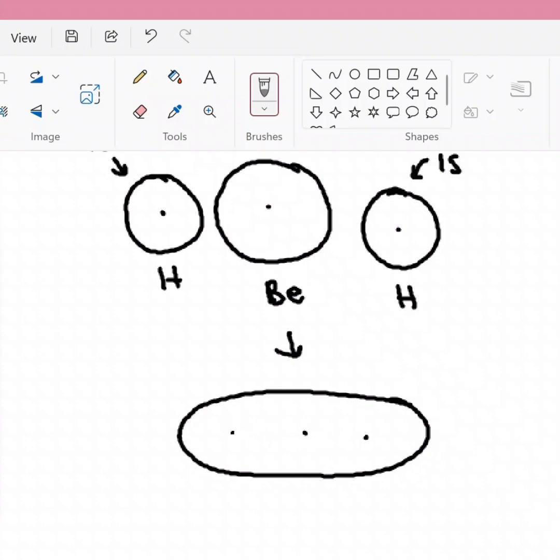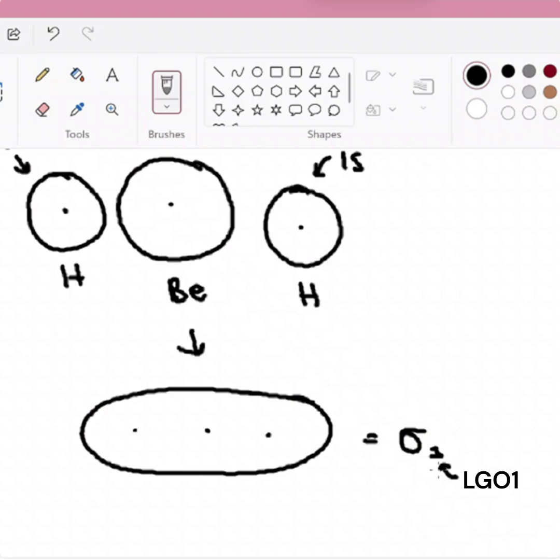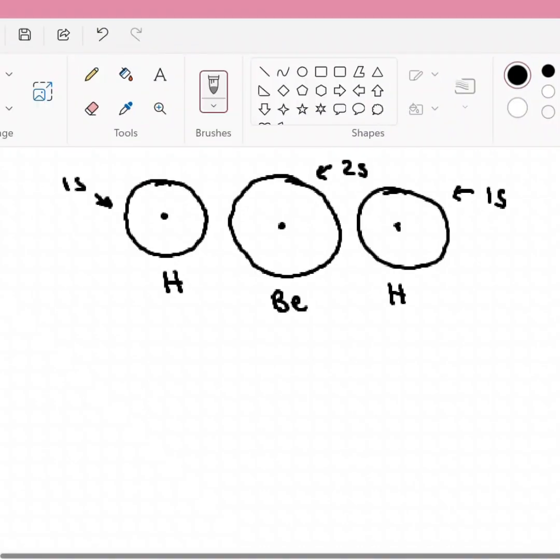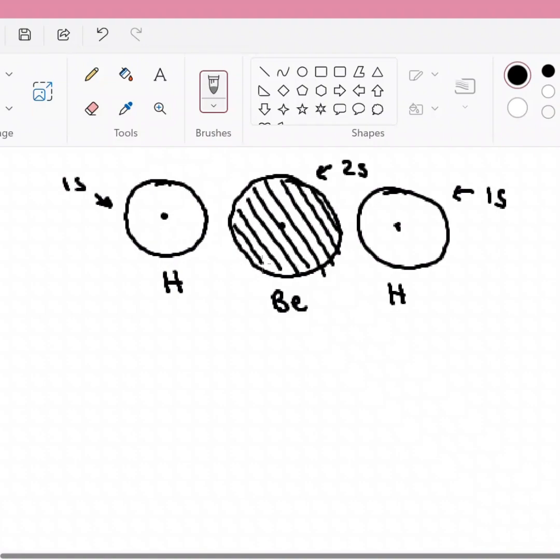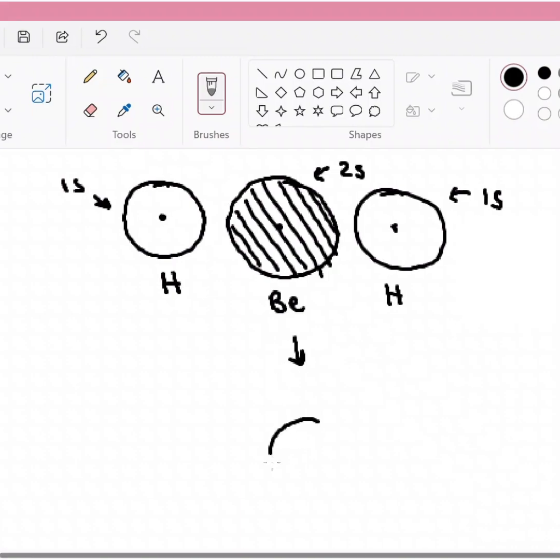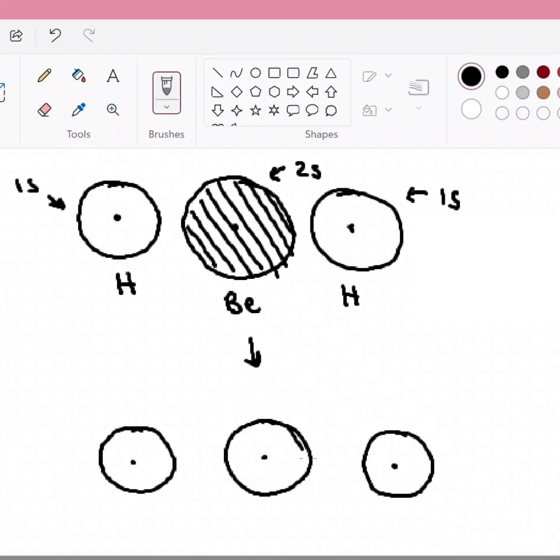This bonding molecular orbital will be denoted by a sigma because it has complete rotational symmetry, and a subscript 1, which indicates that it was formed when LGO1 was the case. Now we have to consider our antibonding molecular orbitals. All we have to do for this is change the phase of the beryllium 2s atomic orbital. This will form the antibonding molecular orbital, which will look like this. We denote this with a sigma star since it's antibonding, and the subscript 1 because it's from LGO1.